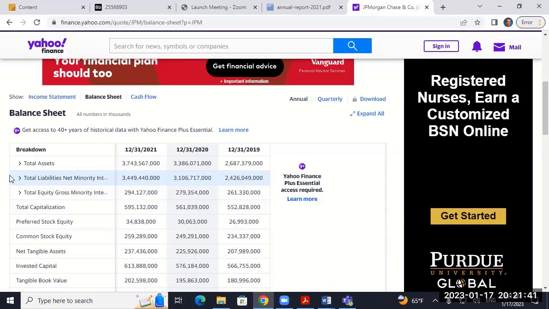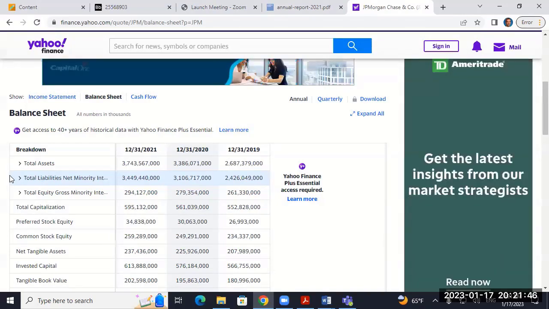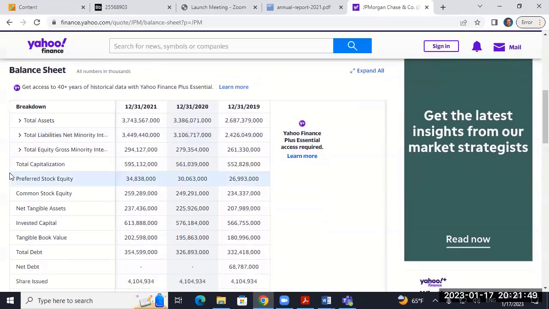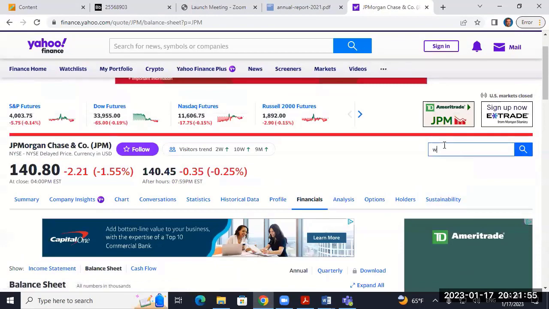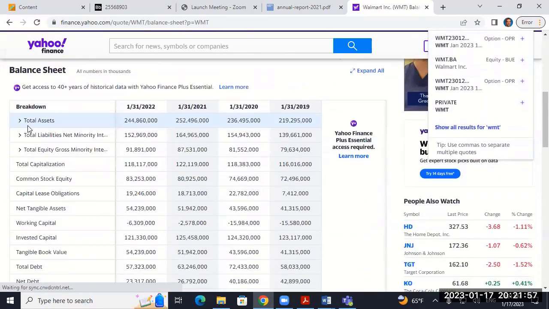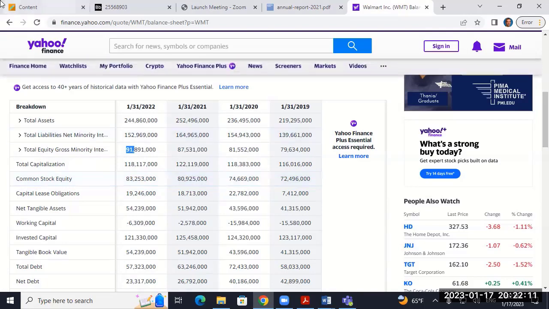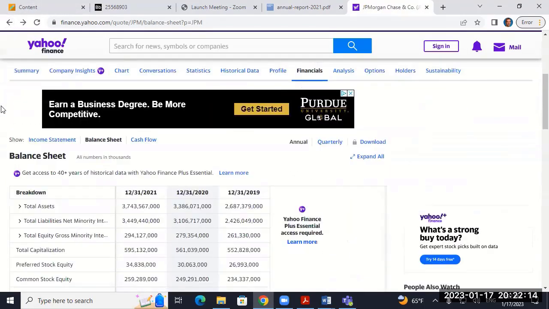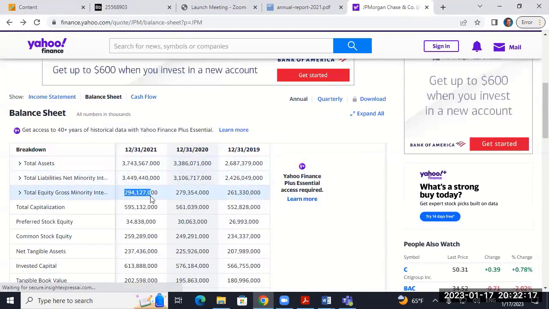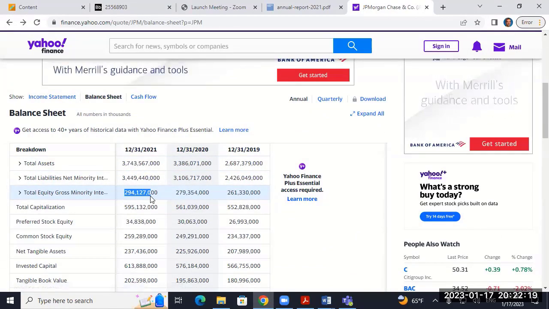That's like a fifth of the US economy, 3.7 trillion all with one bank. What else do you notice? Let's look at Walmart. Walmart has $244 billion in assets and $92 billion in net worth. So that's like 2.5 to 1. What was JP Morgan? 3.7. That's more than 10 to 1.